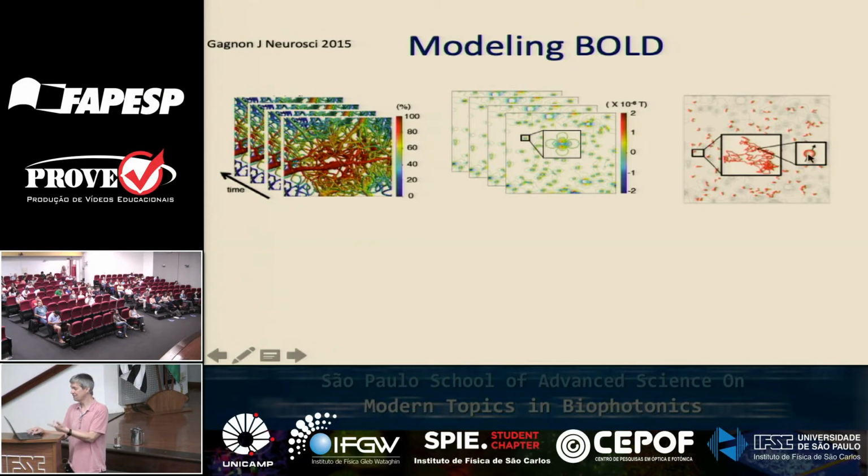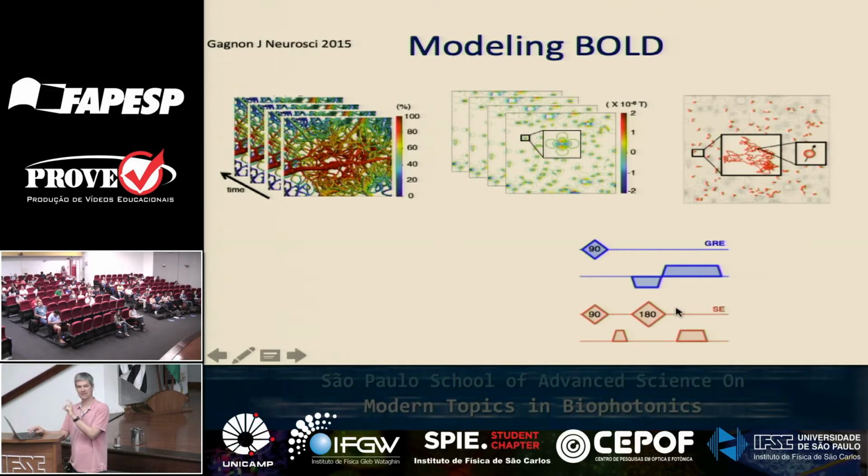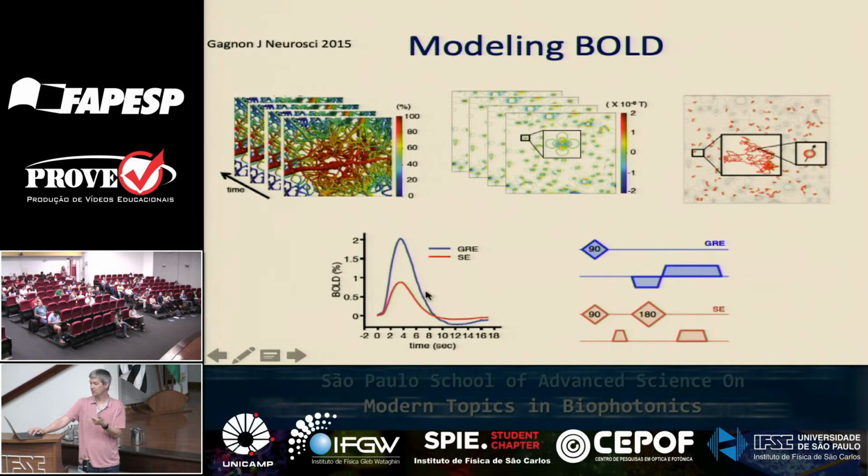We accumulate the dephasing of the magnetic moments of those water molecules during different MR pulse sequences, which then allows us to simulate the changes in the gradient echo BOLD signal or the spin echo BOLD signal. So these are the predictions.